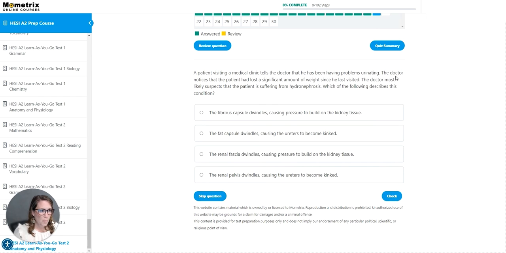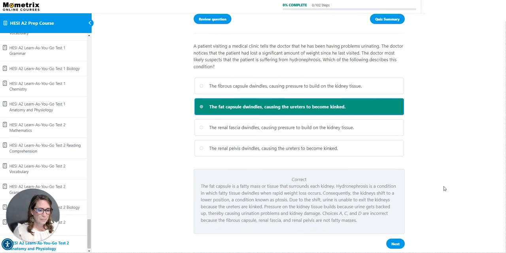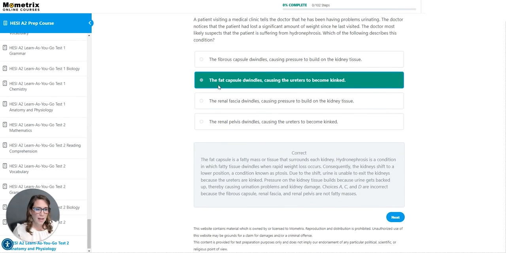Okay, so in this case, the important piece here is the doctor notices that the patient has lost a significant amount of weight since he last visited. So we're going to choose our second option here. When patients lose that fat capsule around their kidneys, it can cause your kidneys to shift downward, and then it can cause your ureters to become kinked. And that's why the second option here is our correct answer. A, C, and D are incorrect because the fibrous capsule, the renal fascia, and the renal pelvis are not fatty masses, so that wouldn't have anything to do with his weight loss.